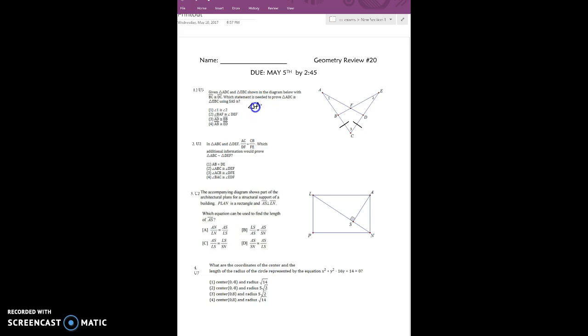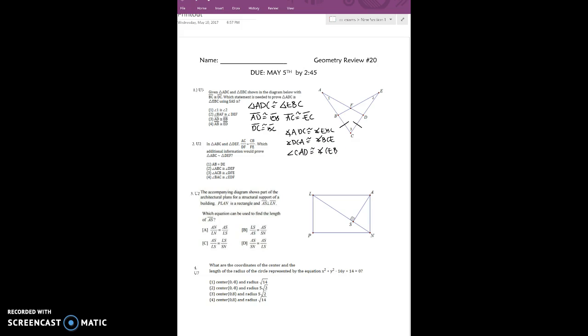So the first thing I'm going to do is ADC congruent to triangle EBC. I'm going to make my list of 6. So segment AD, segment EB, segment DC, segment BC, and segment AC is congruent to segment EC. I'm going to do my angles. Angle ADC is congruent to angle EBC, angle DCA congruent to angle BCE, and angle CAD is congruent to angle CEB.